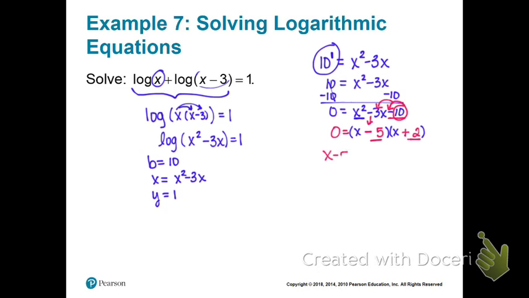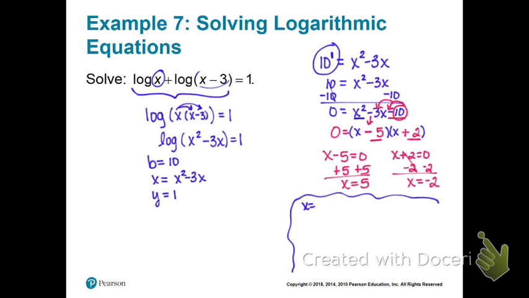Right, set them each equal to 0 and solve. So x minus 5 equals 0 and x plus 2 equals 0. So let's solve both of these for x. But because our problem started out with a logarithm, what do we have to do to our answers? We have to check them, right? So we're going to do a quick little check.